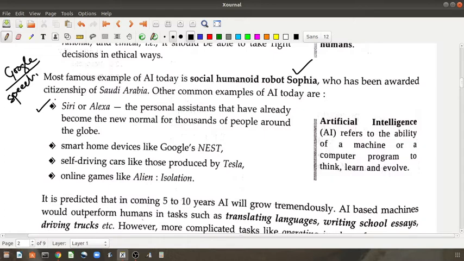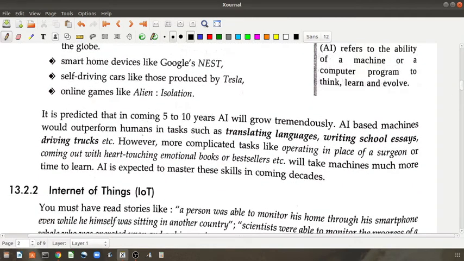It is predicted that in the coming 5 to 10 years, AI will grow tremendously. AI-based machines will be translating languages, writing school essays, and driving trucks. Now, I know of people who are into this research work, teaching a machine to read a paragraph and relate to the pronouns used in the paragraph.